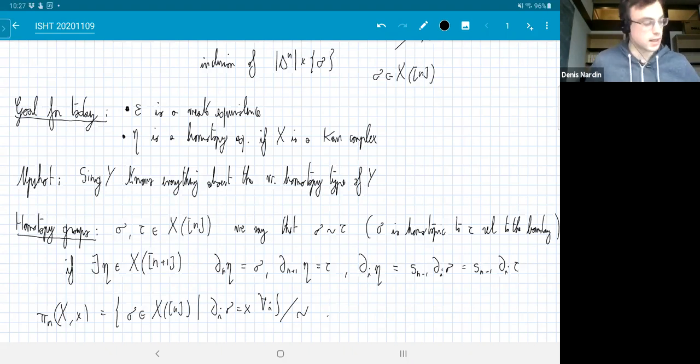And as an exercise that I left last time, and that is actually going to be in the exercise sheet, you have to show that this relation of being homotopic relative to the boundary, in the case when X is Sing of something, is just a classical relation. So in particular, this is the classical notion of homotopy groups.